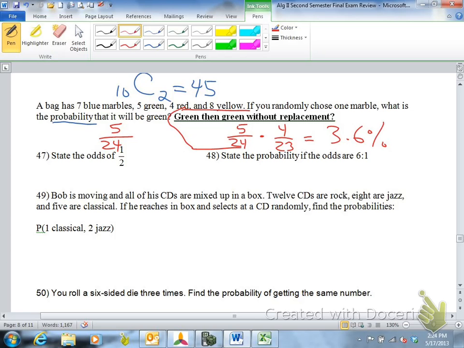And state the odds of 1/2. The odds of 1/2, you have 2 in the denominator. That's your success plus failure. The numerator is your success. So if there's 1 way to succeed, 2 total, that means there's 1 way to succeed and 1 way to fail. To go the other way, if the odds are 6-1, then the probability would be 6 out of the sum of those would be 7 total, 6 out of 7.